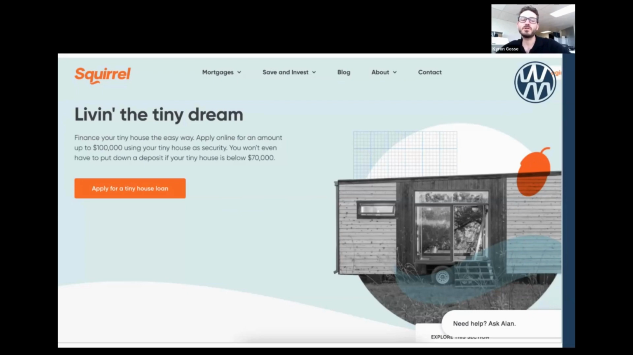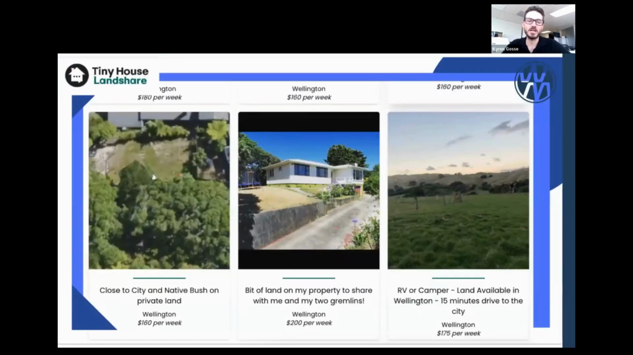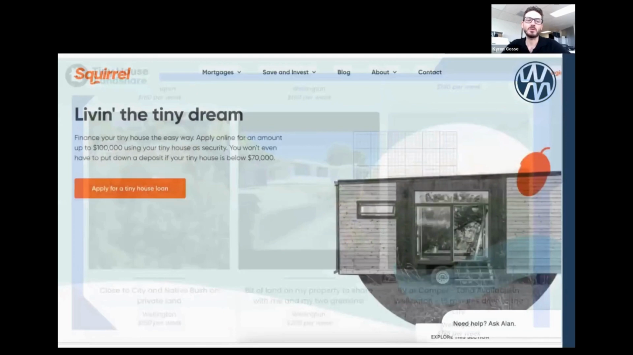If you wanted to go this route instead, Squirrel do actually offer tiny house finance. You can get $70,000 without even requiring a deposit. Interest rates are obviously a little bit more, and they are over 5 years, so you do need to take that into consideration, P&I. Or you could borrow up to $100,000 with a $30,000 deposit. Excellent strategy to be able to add instant cash flow back into your property. And as I say, I do think this strategy, tiny house land share, is something any one of you who has even a little bit of land should at least be investigating to get that back into your portfolio.